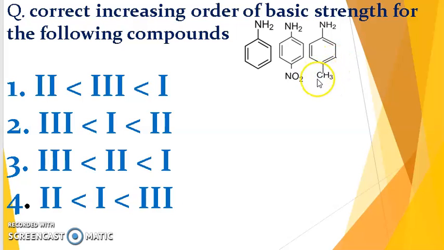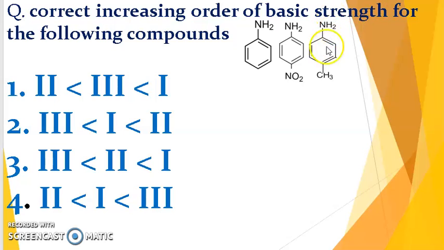The CH3 group also will donate the electron to this benzene ring, and here NH2 also, what group is it? It is a plus R effect, no? So this also donates the electron. So what happened? Electron density is more in the rest of the molecule. Here the electron density decreases, here the electron density increases.